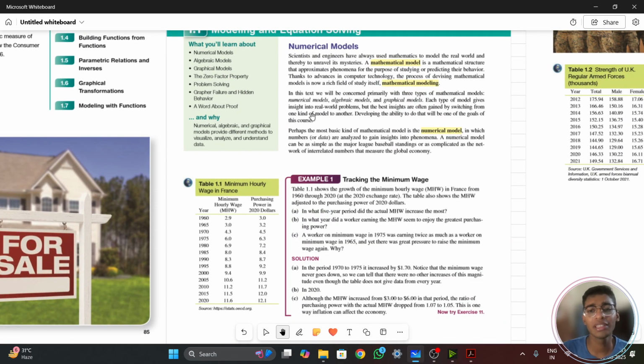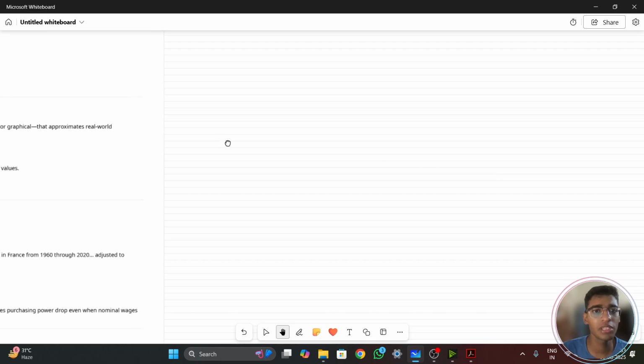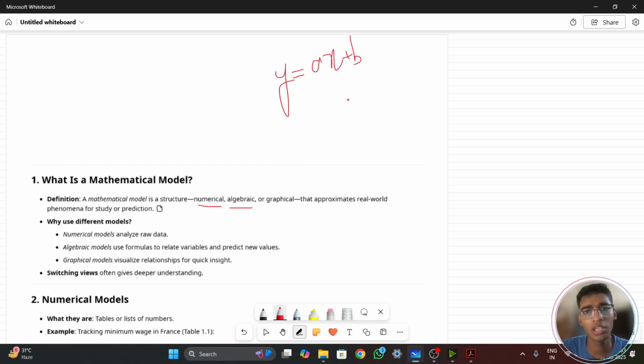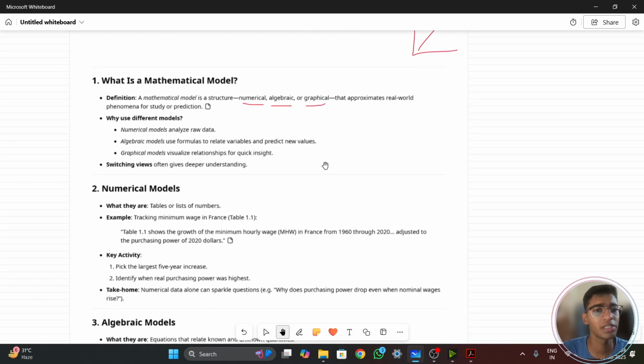Talking about what exactly is a mathematical model, let me just tell you in short. A mathematical model is a structure, whether numeric, algebraic, or graphical. Numeric means you're telling in terms of numbers. Algebraic means you're telling in some form of functions, actually, it is a function, that is y equals ax plus b. And graphical, basically, is when you tell in terms of a graph. So this is all which a mathematical model tells you, and this helps us to approximate real world phenomena for study or predictions.